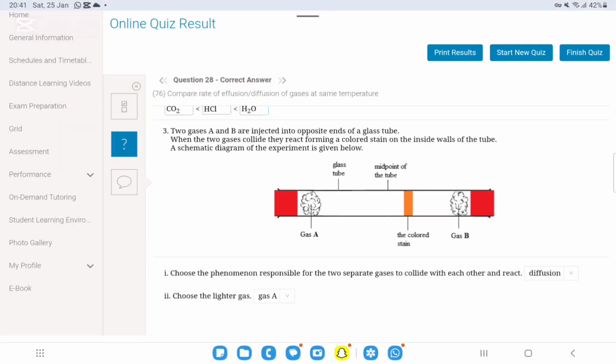And this is the quiz for section 2.8. This is the quiz for week 7.